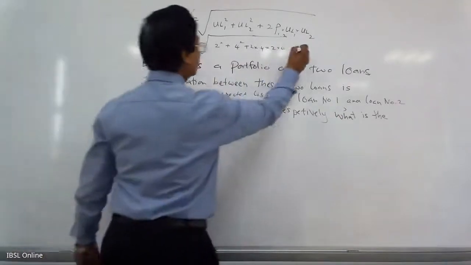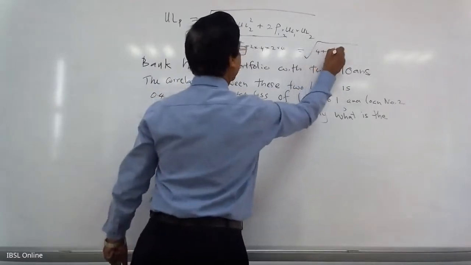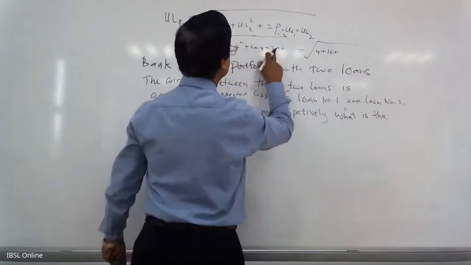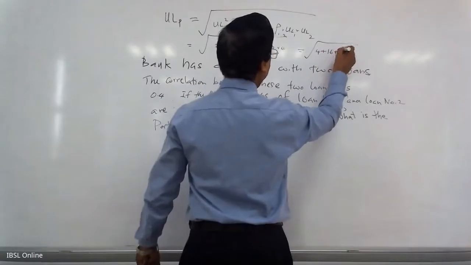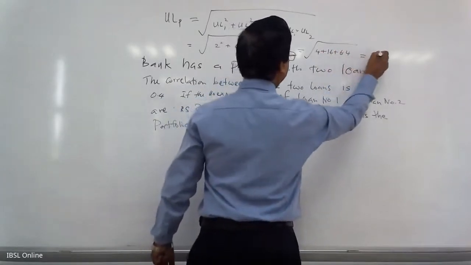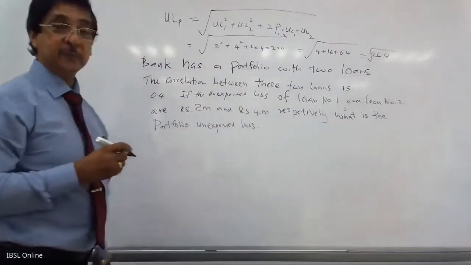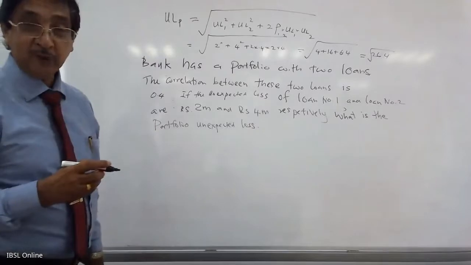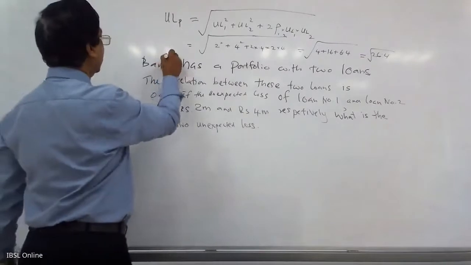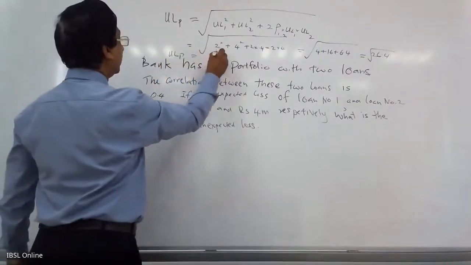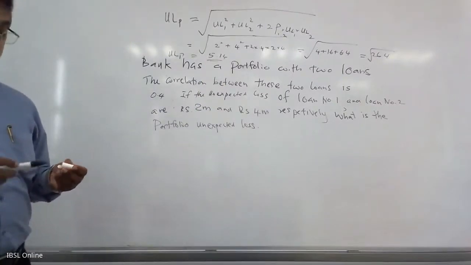And this comes to the square root of 4 plus 16 plus, this comes to 16 into 0.4, that is 6.4. And this comes to the square root of 26.4, and it is equal to 5.138, so I can put it as 5.14. So ULP is equal to 5.14.